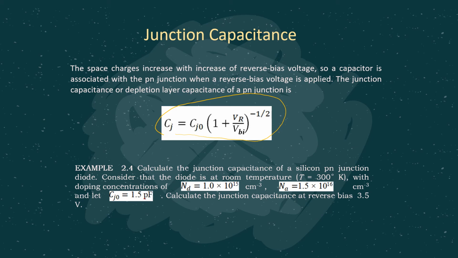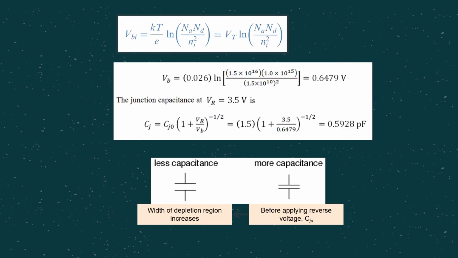Alright, so under reverse bias condition, we can calculate the charge value in terms of capacitance using the formula given. For this example, the junction capacitance is related to VR as well as VB. VB is actually the VBI, the built-in voltage that we calculated before. Once we know the VBI value, and given the reverse bias voltage is 3.5 volt in this particular example, we can substitute and get the junction capacitance value, in this case 0.59 picofarad.